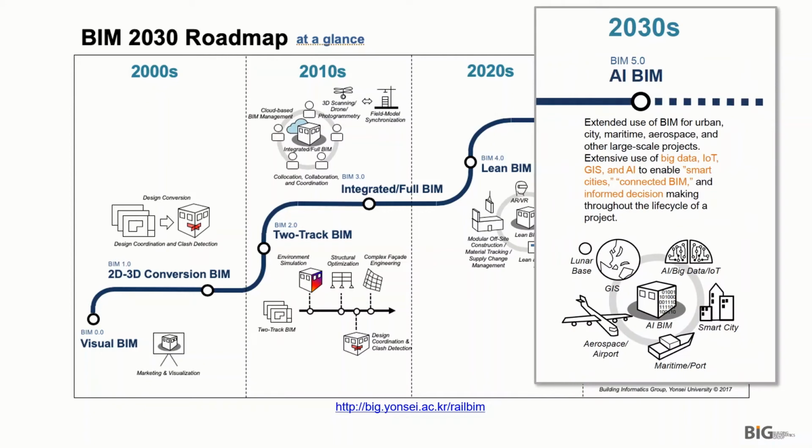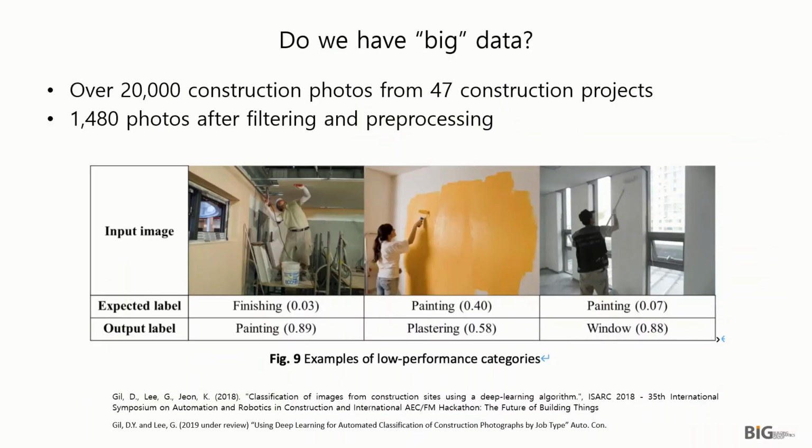I predicted that AI BIM using digital twin, connected BIM, smart cities will be a common practice. Not now. We can do things about digital twin. We can do digital twin and smart cities, but I don't think it will be a common practice very soon. But if we do it right, it will be a common practice in 10 years. The reason I said it is because I don't think that our industry has big data.